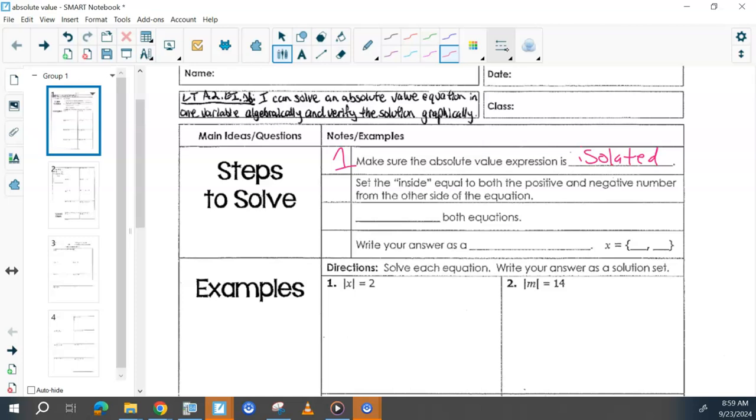Okay. Then we're going to set the inside equal to both a positive and negative number. We'll talk about that in a second. Then we're going to solve both equations. And then at the end, we're going to write the answer as a set notation. That looks like this. X, curly brackets, first answer, comma, second answer, least to greatest. And then we're going to get into solving some of these.